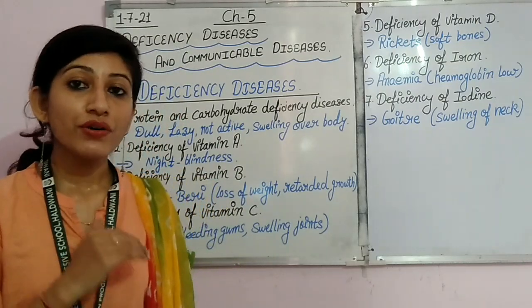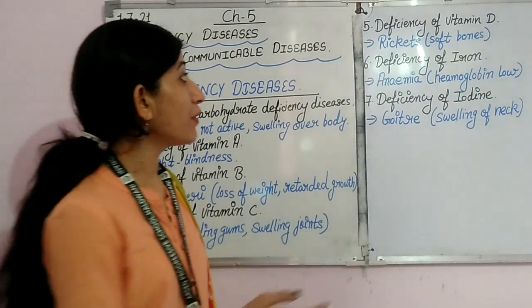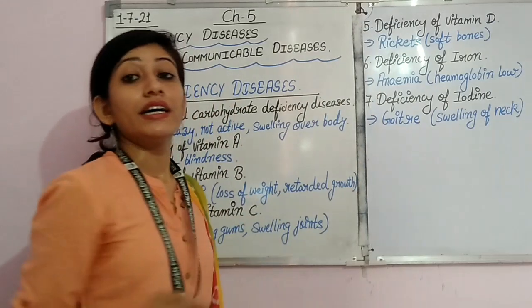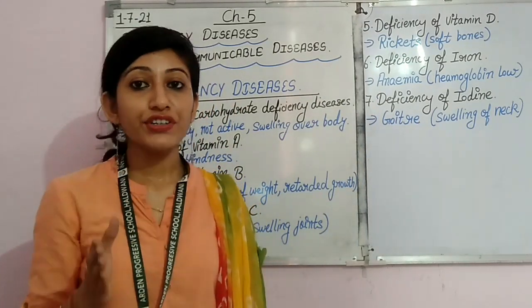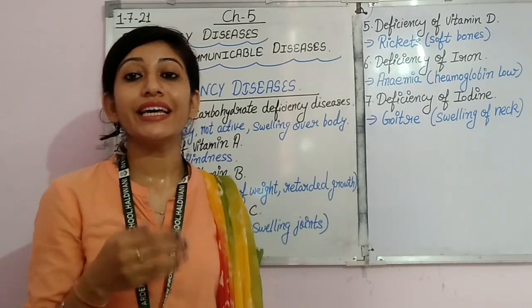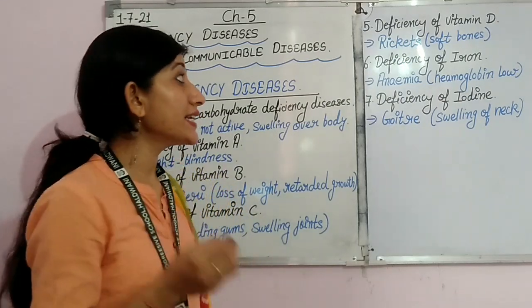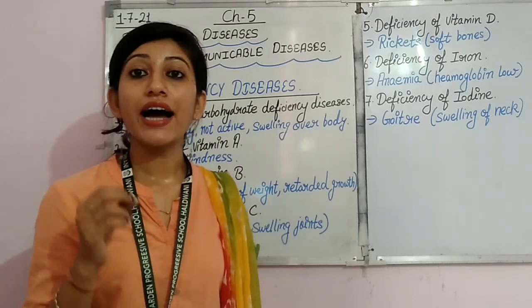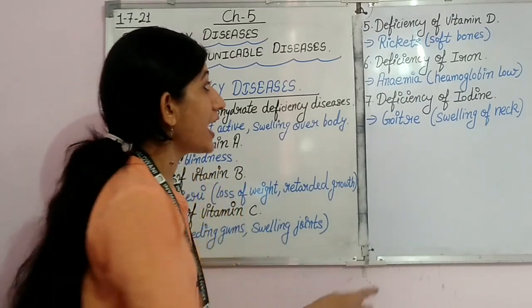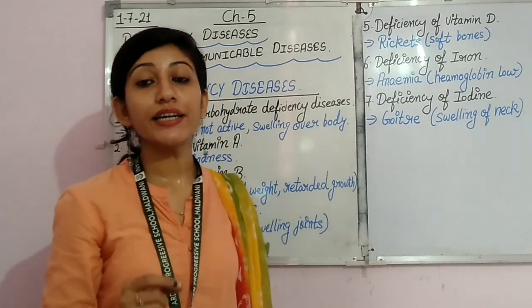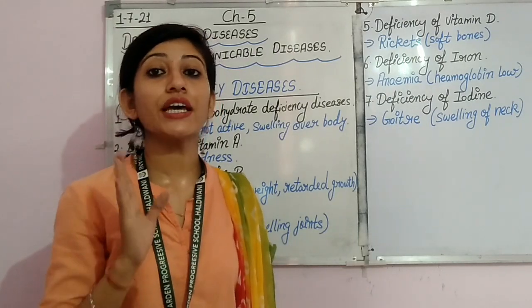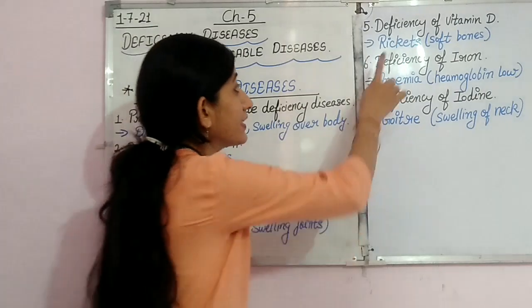Okay. Now students, let's see another type of disease that occurs due to vitamin D. The deficiency of vitamin D causes a disease called rickets. R-I-C-K-E-T-S. Rickets. So the disease that occurs due to the deficiency of vitamin D is rickets.